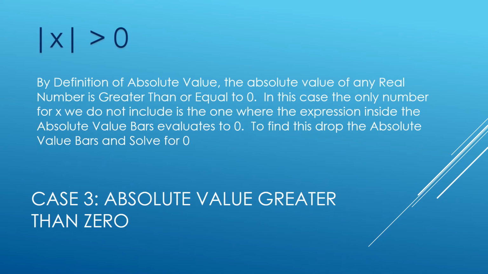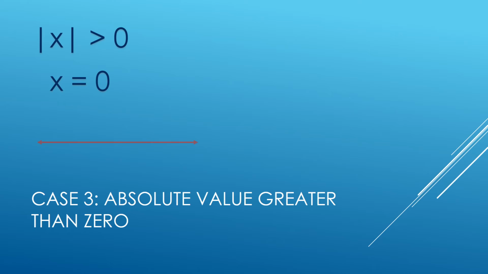Well, we know by definition, the absolute value of any real number is greater than or equal to 0. So in this case, the only number of x we do not include is the one where the expression inside the absolute value bars evaluates to 0. To find this, we'll drop the absolute value bars and solve for 0. So here we have x equals 0. And it's already solved for 0, so we're just going to use the point 0.